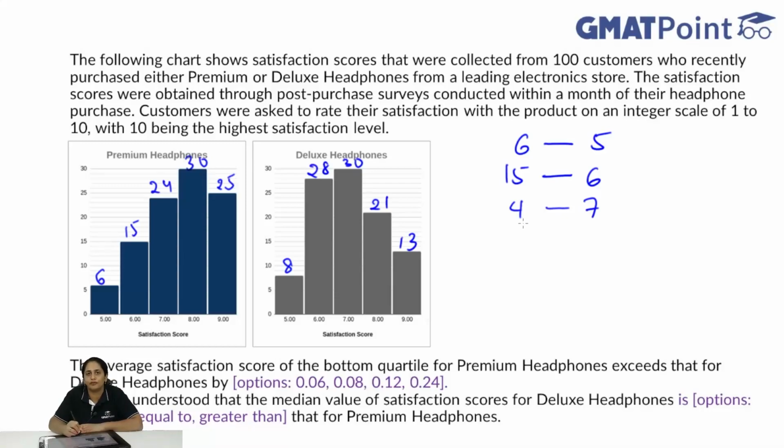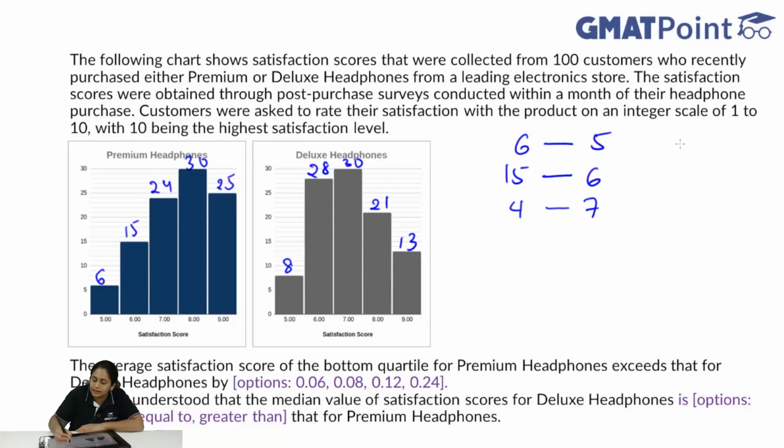Quartile is basically 1/4. Since there are 100 respondents, the bottom quartile would be the lowest 25 scores. So of the lowest 25 scores, the lowest 6 scores are 5. The next 15 lowest scores are 6, and the remaining 4 lowest scores are 7. So what is this average?